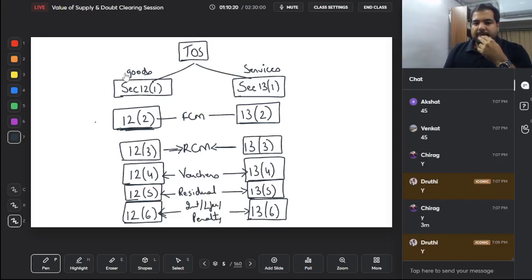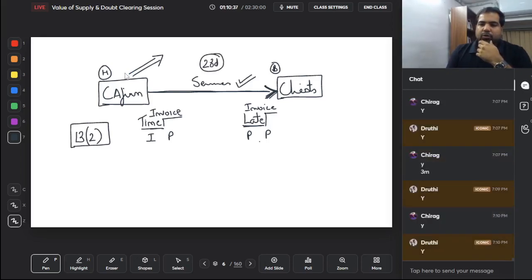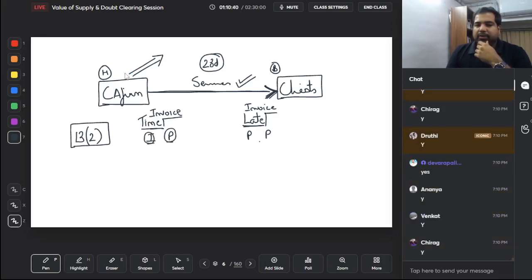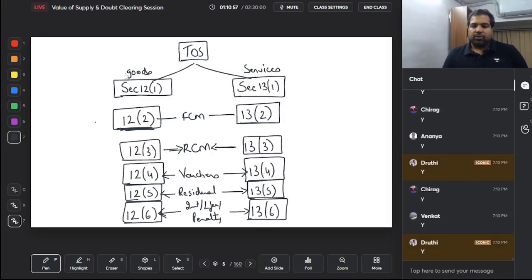So here guys, IP or PP, whichever is earlier. So I'm giving you an example. The CA firm issued the invoice within 28 days. Is it on time? Yes. So will you look at I, invoice date and payment date, whichever is earlier? Yes. What if the invoice was issued after 38 days? Are we late? Yes. So will you ignore the invoice because it's late? Yes. So provision date or payment date, whichever is earlier. Congratulations guys, this is section 13.2.